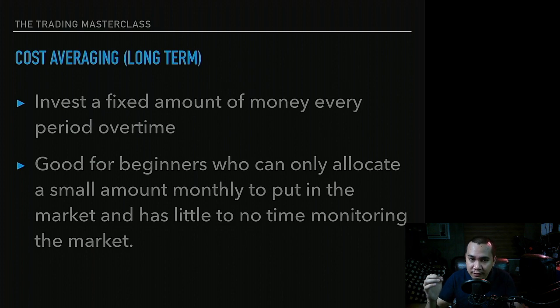Cost averaging is just investing a fixed amount of money every period over time. Meaning, if you have 5,000 this month, you buy the stock that you want, let's say, for example, Jollibee. Next month you have another 5,000 to spare, you buy the same stock, and the following month you buy the same stock again. This is good for beginners who can only allocate a small amount monthly to put in the market and have little to no time monitoring the market.